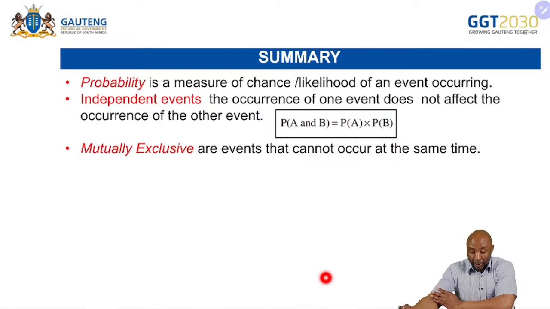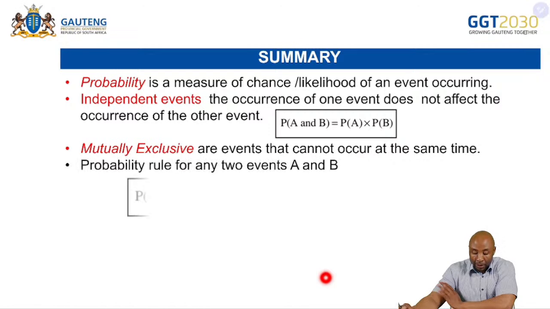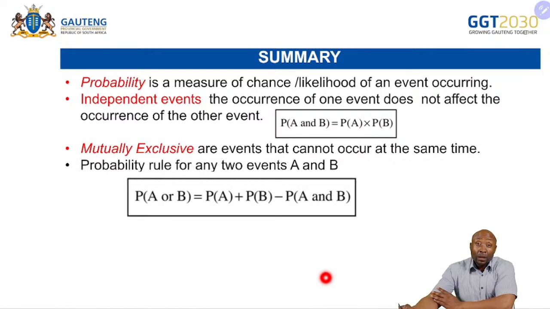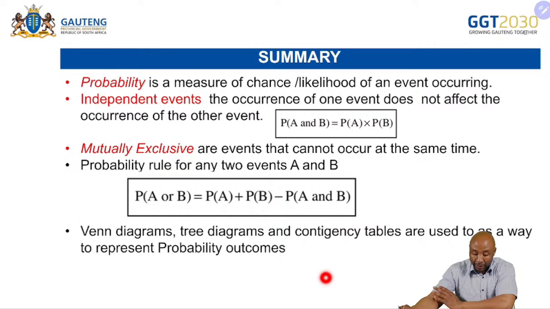For our mutually exclusive events, these are events that cannot occur at the same time. And we know that for mutually exclusive events, the probability of A and B is 0. There's no intersection. The product rule and the probability rule, we must know them and use them, especially when we are given probabilities and we have to find the missing probabilities of A or B, or A and B, finding the probability of A given part of the information and the other one is missing.